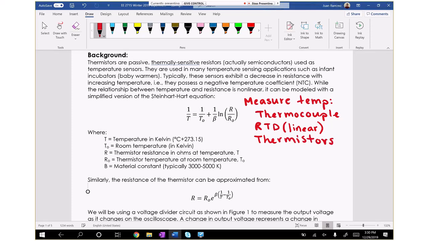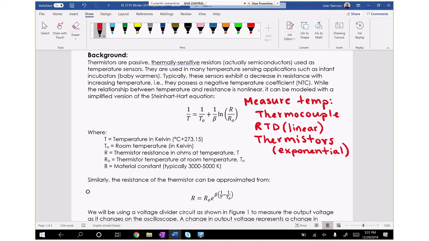Thermistors are the third more common temperature sensor option. They're actually pretty similar to RTDs in that they have a resistance that varies based on temperature. However, that relationship is exponential, which means the processing of a temperature reading is a little bit more complicated than for an RTD. However, the sensitivity is much higher.